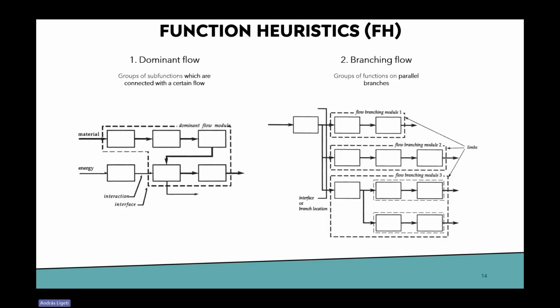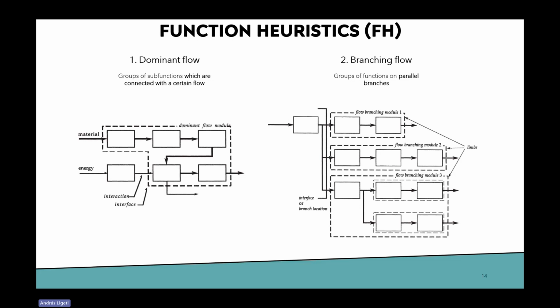So the first pattern is the dominant flow. Basically, you are searching for functions which are connected with a flow, and the flow should not have any breakage while connecting certain functions. And the reason for that is, if you have a breakage in the functional flow, then it includes certain complexity in your system, and you want to prevent that.